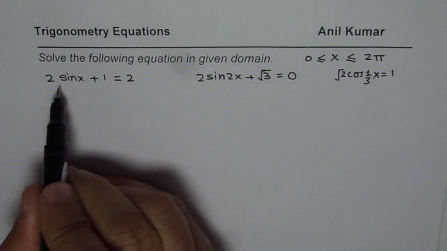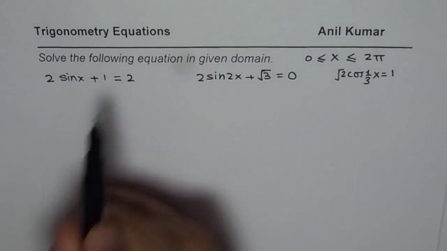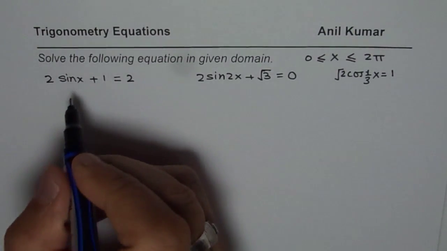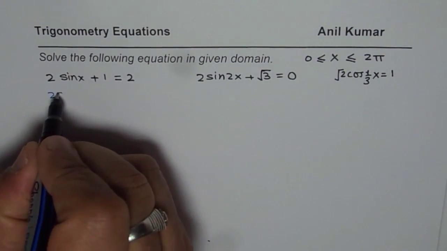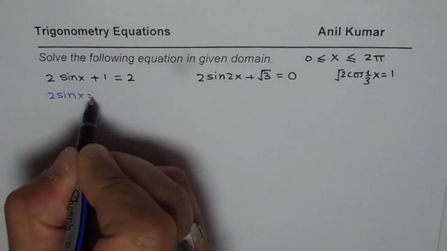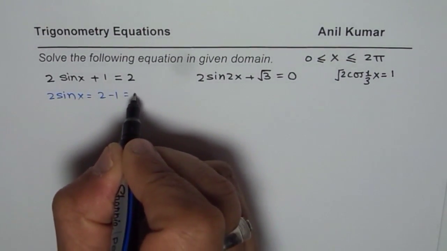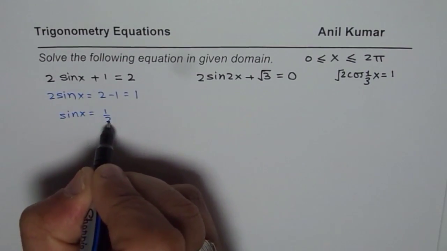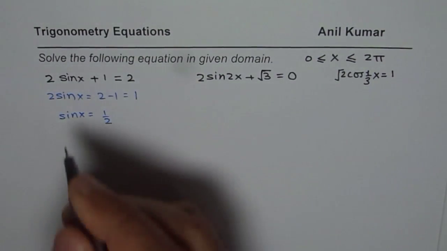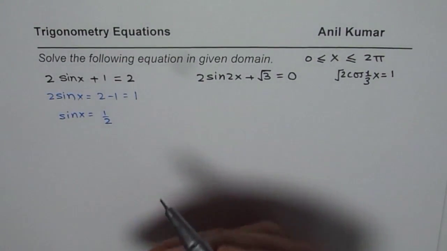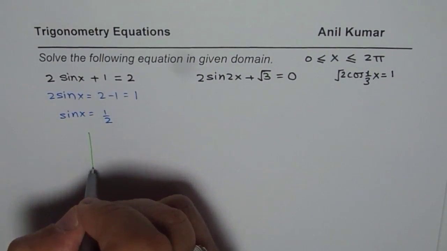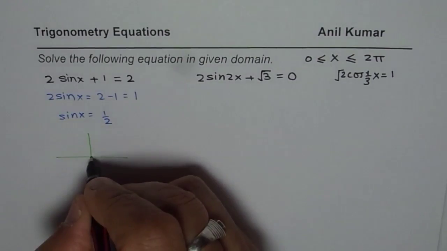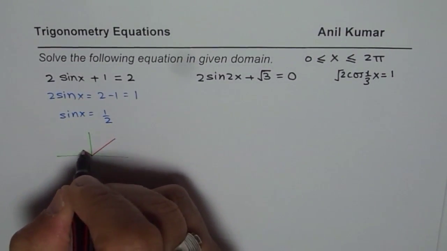So the first one is 2 sine x plus 1 equals 2. We can actually solve this. 2 sine x equals 2 minus 1, which is 1, and so we have sine x equals half. And as you know, sine x is a positive value in two particular quadrants. Sine is positive in quadrant 1 and also in quadrant 2.